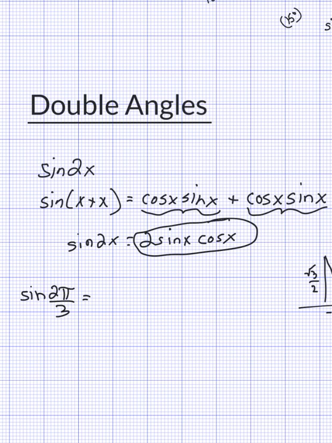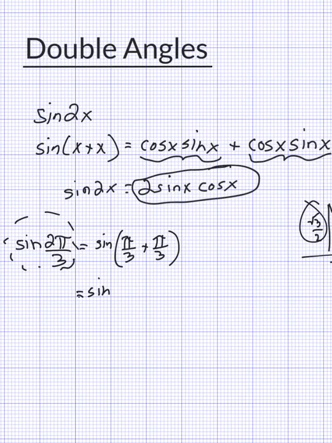Right, so let's say sine of 2 pi by 3 is just equal to sine of pi by 3 plus pi by 3. We know all these answers, right? We already know the answer here is going to be root 3 over 2. Well, let's just see how our formula works. So sine of pi by 3 cos of the second one, pi by 3, plus sine of the second one, pi by 3, times the cos of the first one, pi by 3.